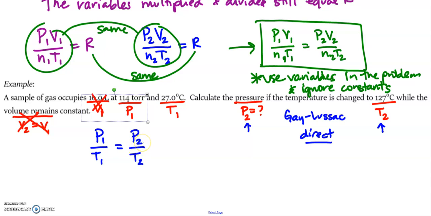All right. So like I said before, you can plug your numbers in and then solve for P2, or you can do the algebra first with the letters. My preference is do it first with the letters. So I'm going to cross multiply. So this would be P1 times T2 equals P2 times T1. And now I'm going to solve for P2, right? That's my question mark. I'm going to move T1 to the other side by dividing both sides by it.